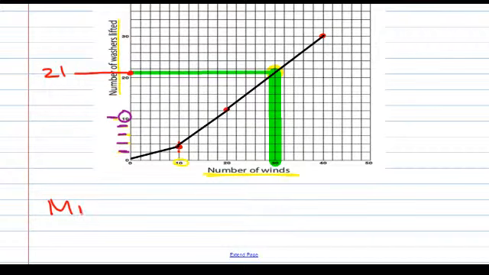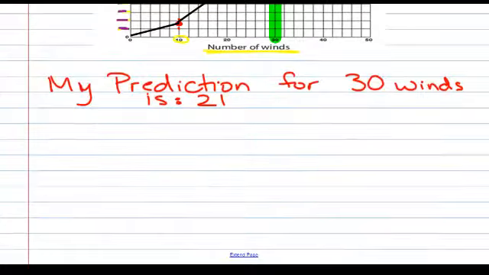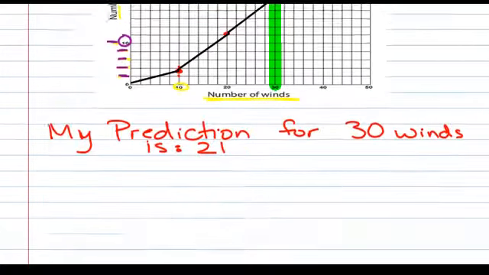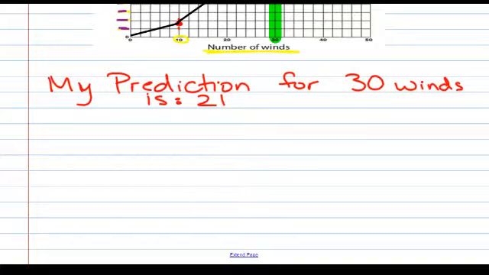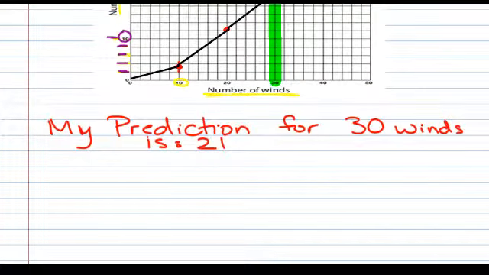So you would say my prediction for 30 wines is 21. Now, does that mean it's going to be exactly 21? Not necessarily, but it should be close to 21. Why would it not be exact? The reason it's not exact is because we have a classroom average for everybody, so your numbers might be a little bit different.